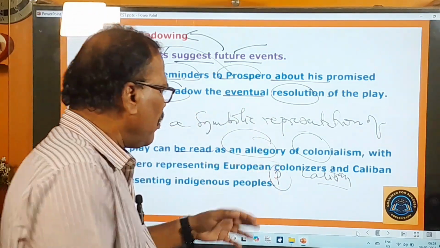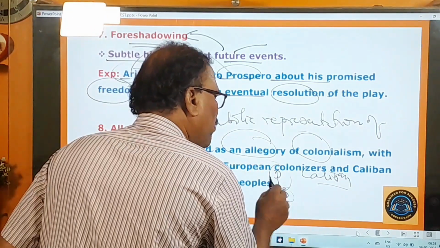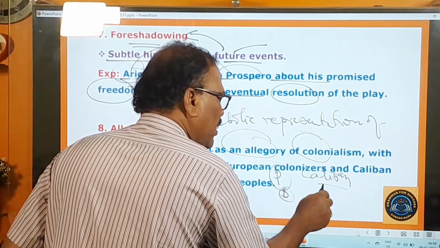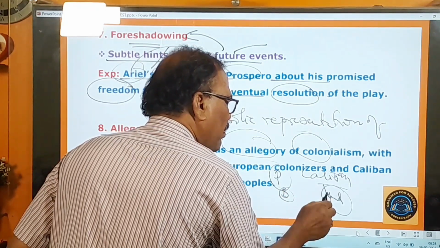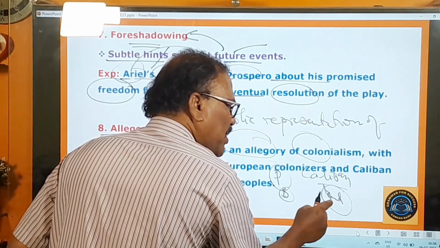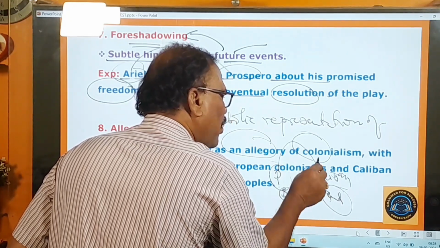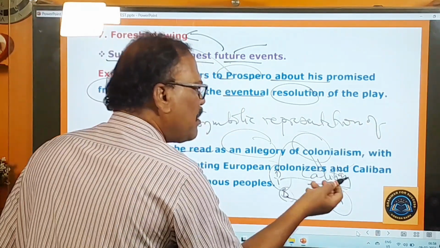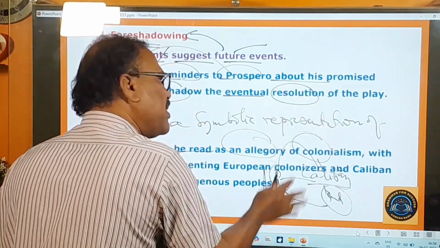That is nothing but, you can say, symbolic representation. Prospero is like the Britishers, okay, and this Caliban is like the Indians. The Britishers ruled the Indians oppressively. In the same way, here Prospero ruled this Caliban oppressively. So colonialism. So this is a kind of symbolic representation.